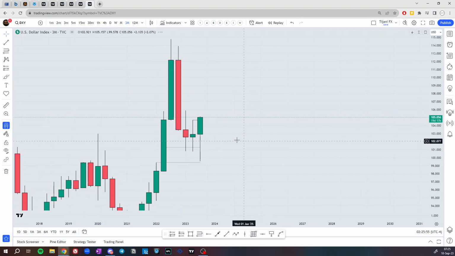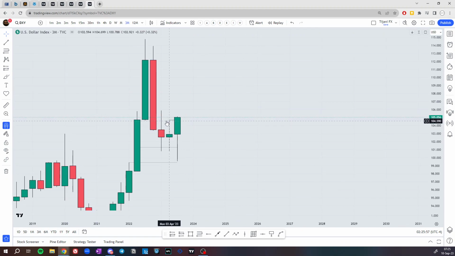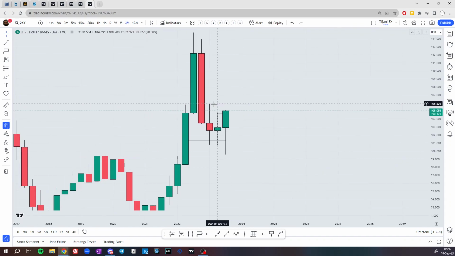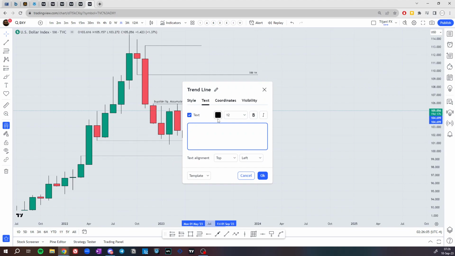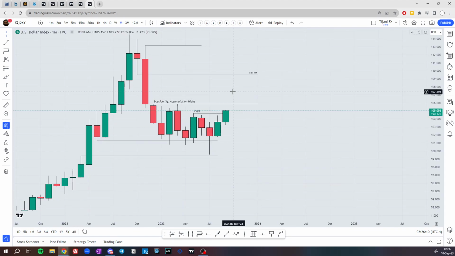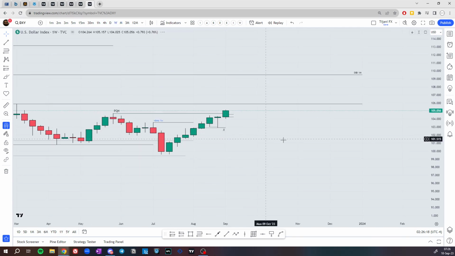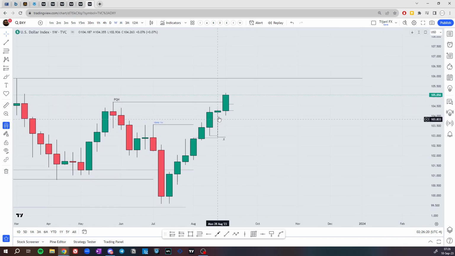And we see that price right now has taken the buy-side liquidity above the previous quarterly candle, right? And price has expanded higher to take these equal highs here. On the weekly time frame, what we see is that the previous weekly candle has filled this weekly fair value gap.